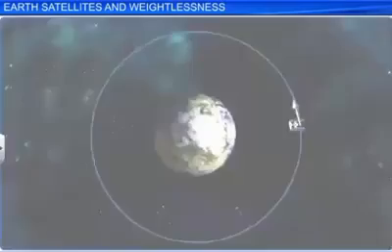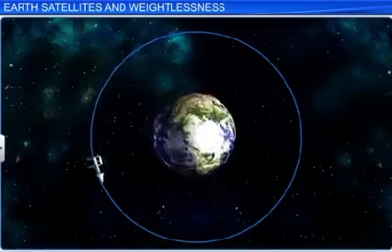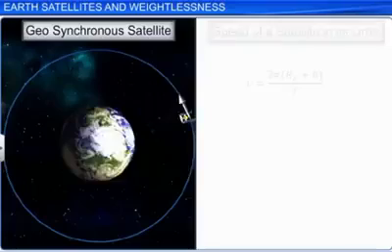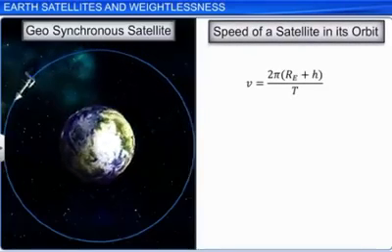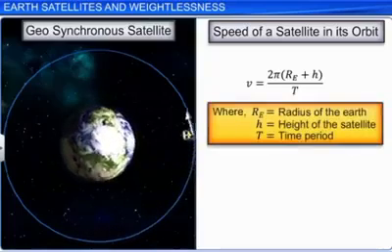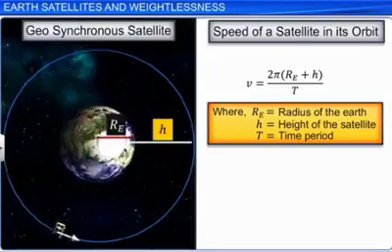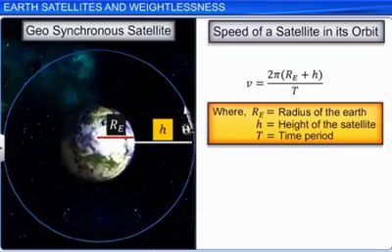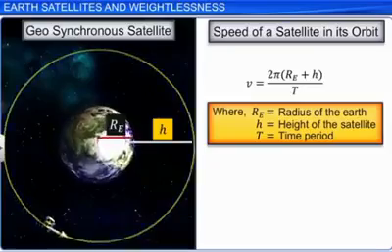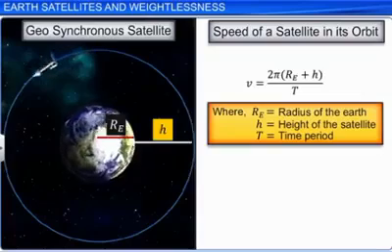Earlier, you learned that the speed of an Earth satellite in its orbit is denoted by the expression v is equal to 2 pi into (Re plus h) divided by t, where Re is the radius of the Earth, h is the height of the satellite from the Earth's surface, and t is the time taken by the satellite to complete one revolution around the Earth, which is referred to as its time period. Let this be equation 1.